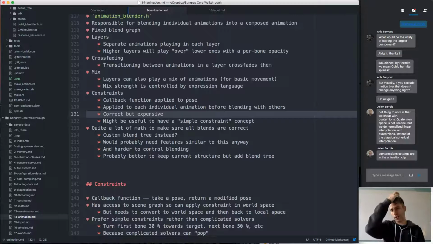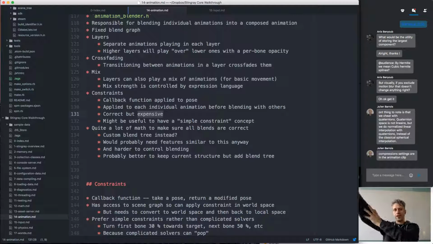So this is the most correct way to do constraints, but it's also kind of expensive, because if we have multiple animations which have the same constraint, we need to apply the constraint individually to each of these animations before we blend them. So we might have to apply the constraint multiple times. And each time we apply an aiming constraint, we need to go into world space to figure out where the character is actually aiming, and then go back to local space in order to get the bone positions for blending. So this is correct, but it can be kind of expensive.